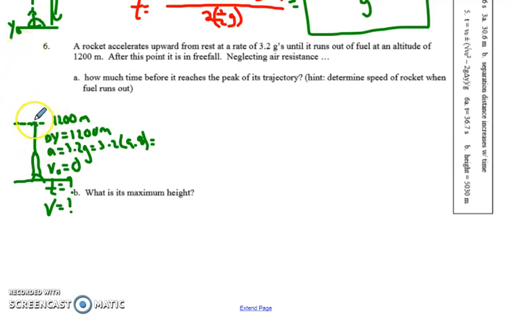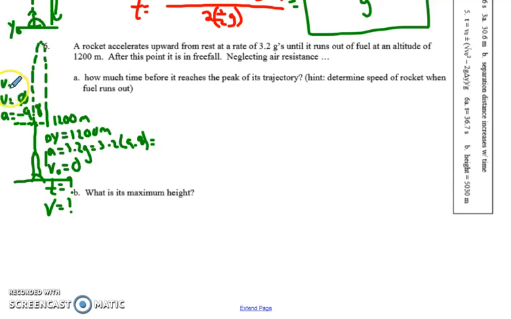So it's going to be accelerating up until this point, but then from that point on, the second half, it's going to continue moving up and then come back down. So this is a whole separate problem. What we know here is the acceleration is negative 9.8 meters per second per second. We know the final speed, the speed at the top when it reaches its maximum height, is 0.